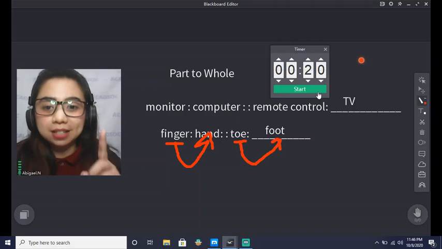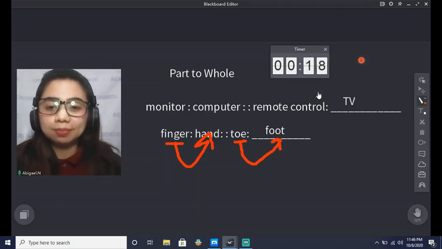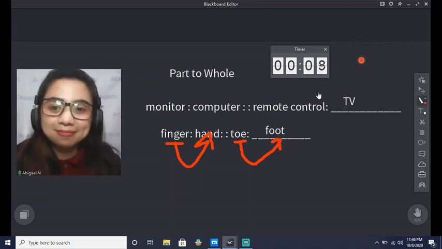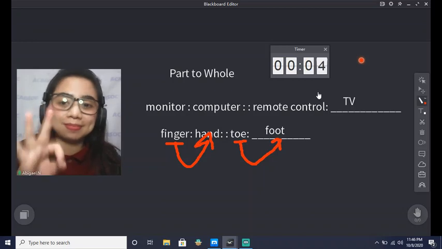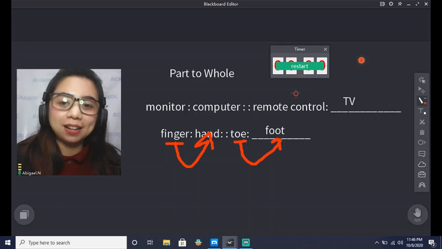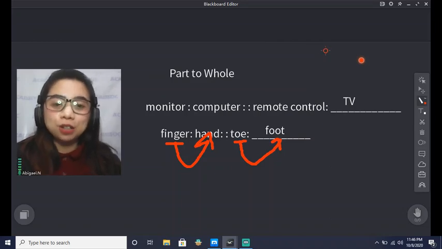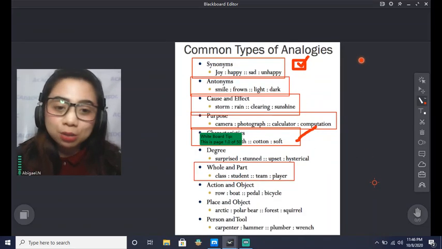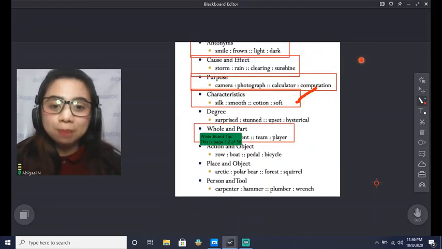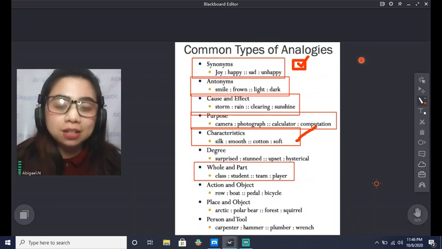Okay, so let's start. You can do it. Okay, time's up. Well, you're done. It's okay that we didn't actually discuss the other remaining types here. So please focus only on these 6 types.